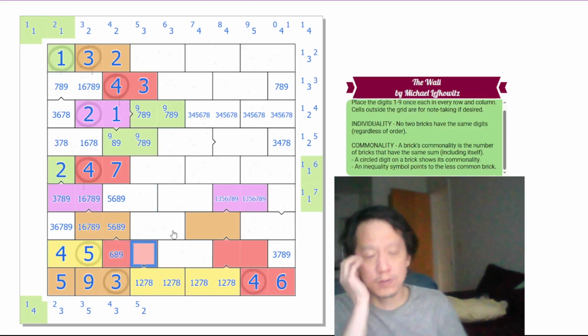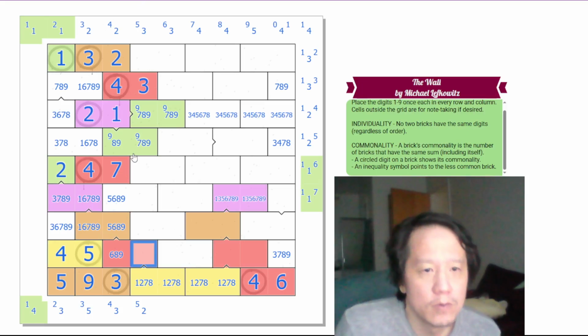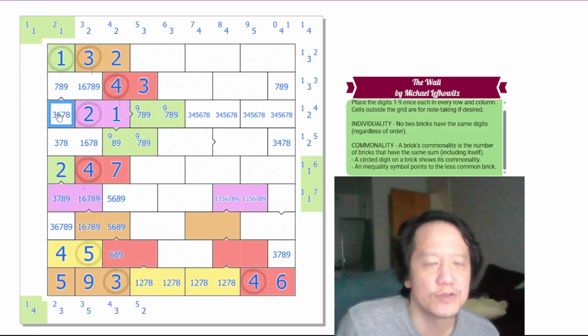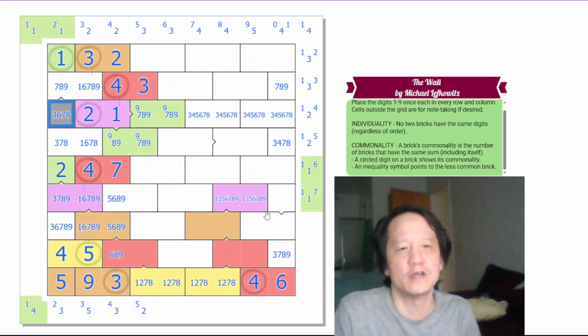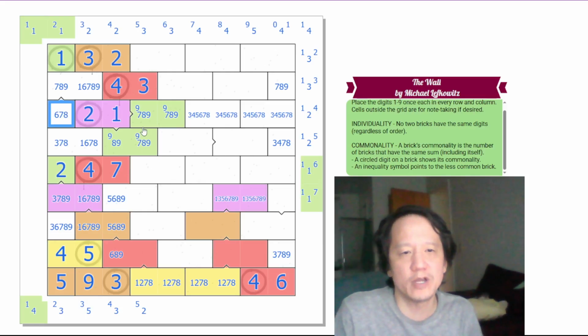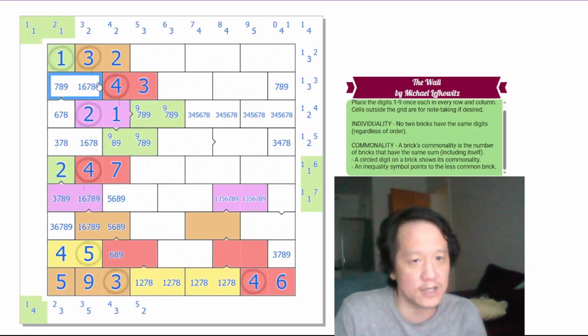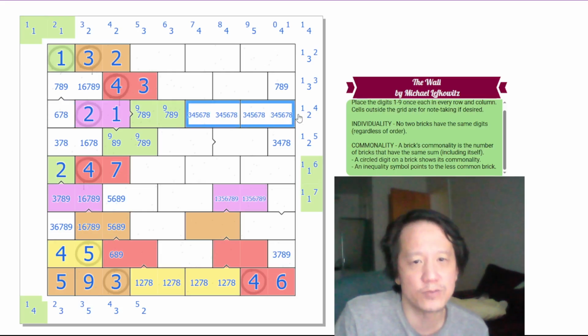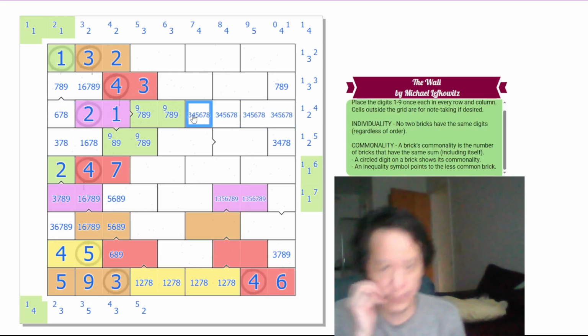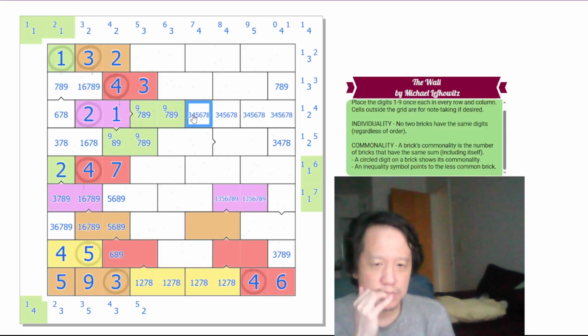Okay. If this were a 3, that's commonality 2, and this would have to be commonality 1. But that's not going to work. So this must be 6, 7, or 8. Right? Because we already have all the 1 commonalities taken care of. So this is at least 2. That means this is at least 3. So one of these has a 3 here. We don't know which. Hmm.